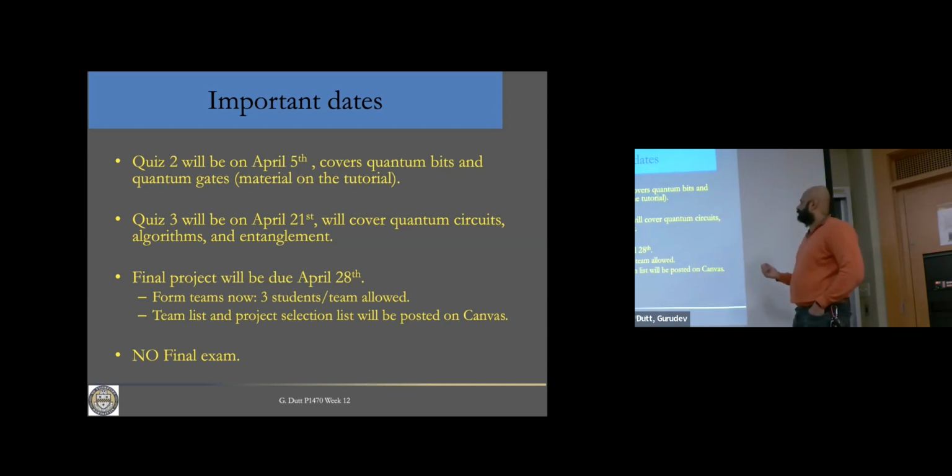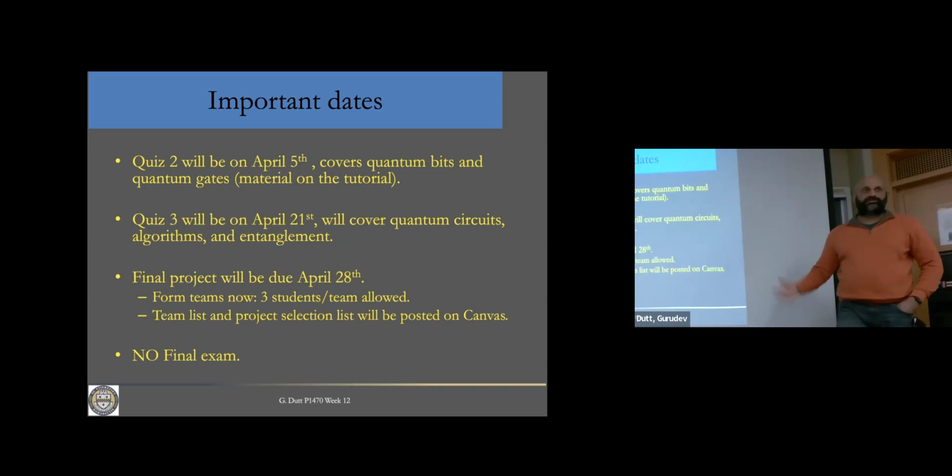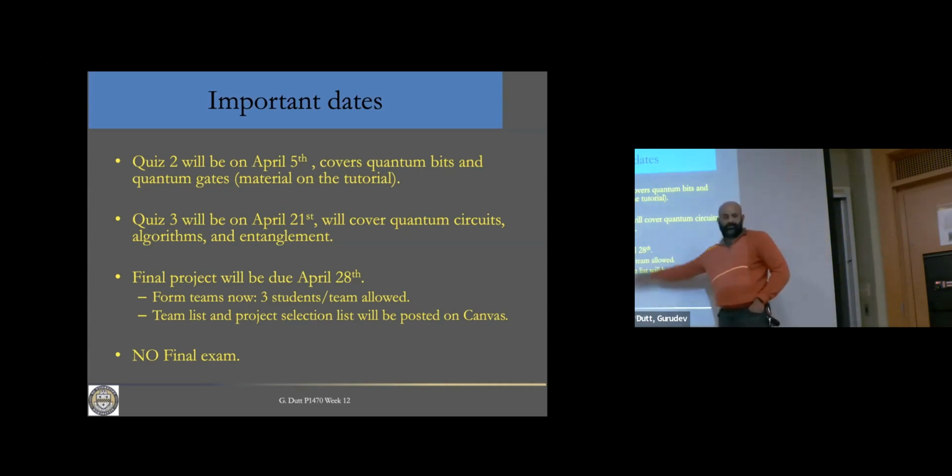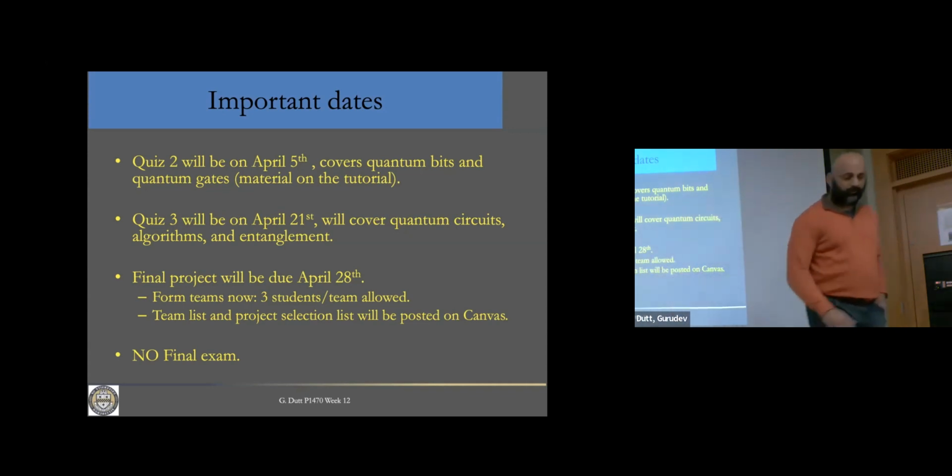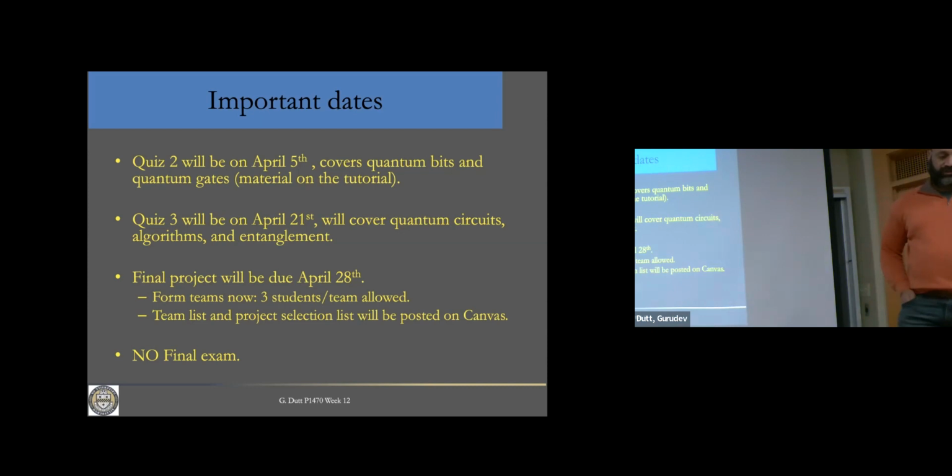Okay, and then the next one is basically the final quiz of the semester. It will be on the very last class of the semester. We'll cover some of the remaining things that we could not cover in the first two quizzes, like quantum circuits, a little bit of algorithms. Obviously, it's hard to do algorithms in an exam or quiz setting, and entanglement. And hopefully, we'll have some time to talk about entanglement before the end of the semester.